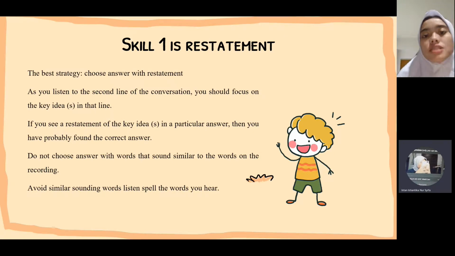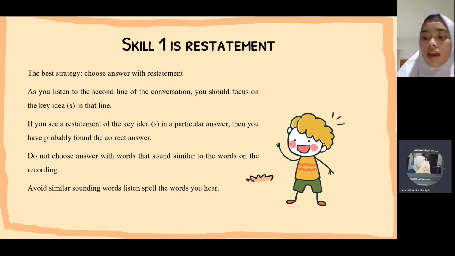On skill 1 is restatement. The best strategy, just answer with restatement. As you listen to the second line of the conversation, you should focus on the key ideas in the line. If you see a restatement of the key idea in a particular answer, then you have probably found the correct answer. Do not just answer with words that sound similar to the words on the recording. Avoid similar sounding words. Listen, spell the word you heard.